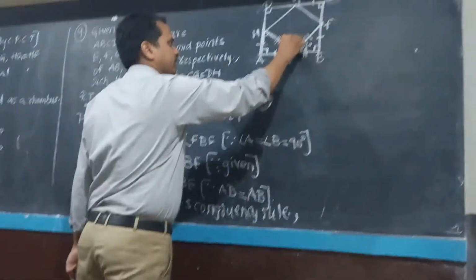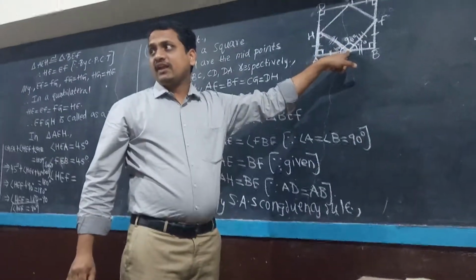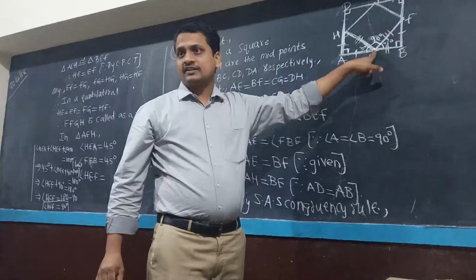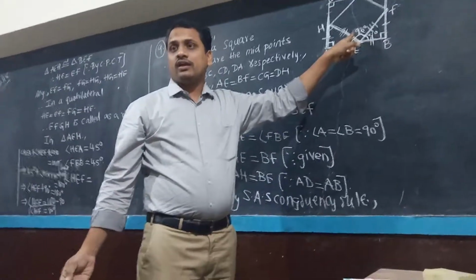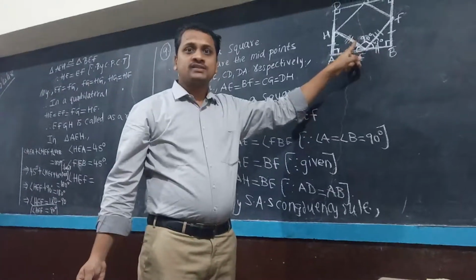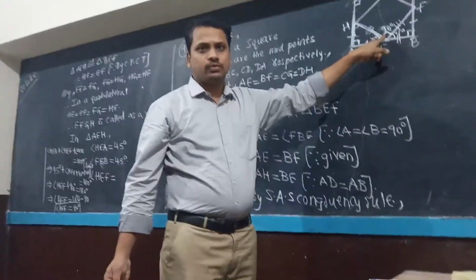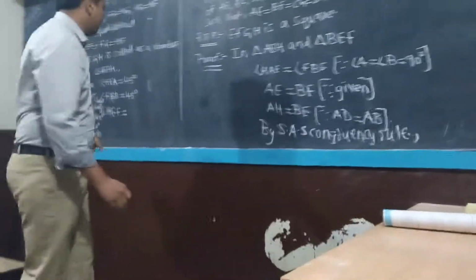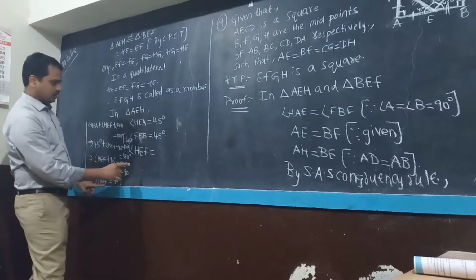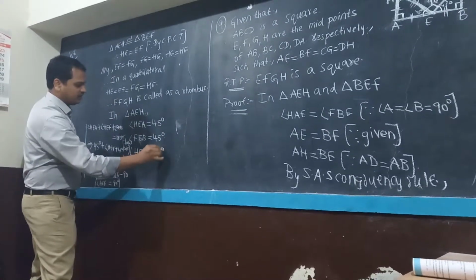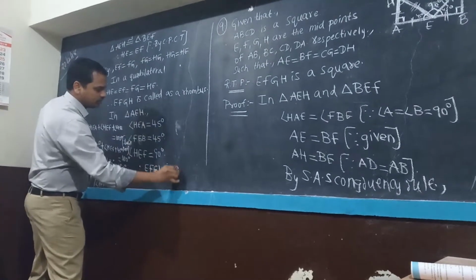So what does that mean? EFGH is a rhombus, and any one angle we proved as 90 degrees, so it is a square. As we know, a rhombus in which any one angle is 90 degrees is called a square. Therefore angle HEF is 90 degrees, and therefore we can say that EFGH is a square.